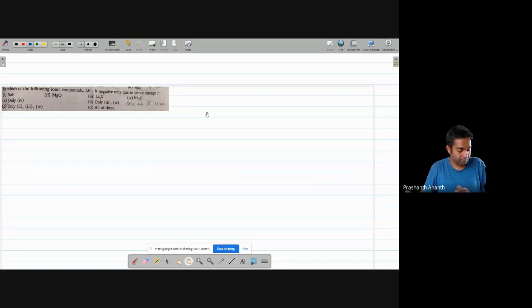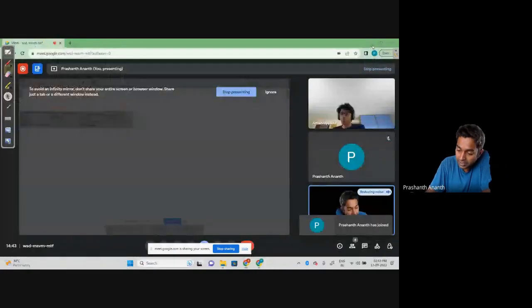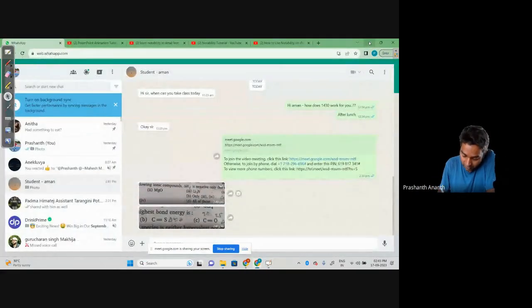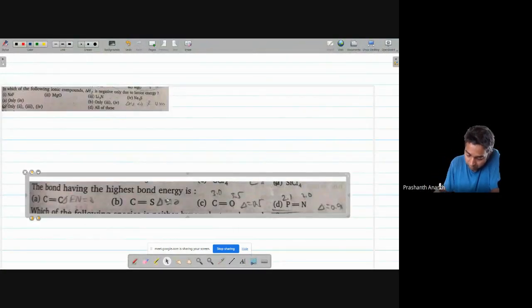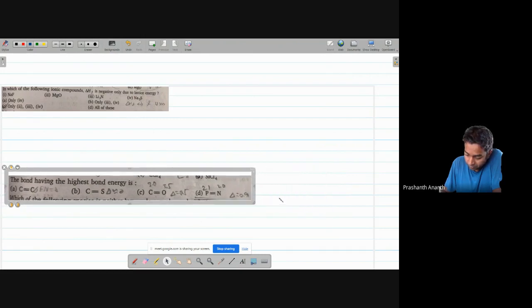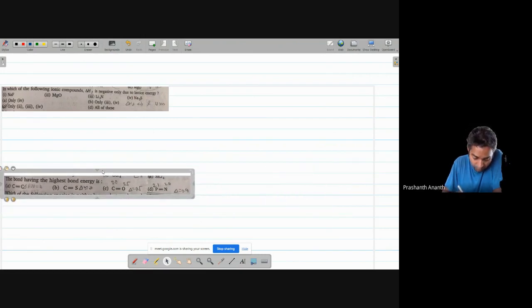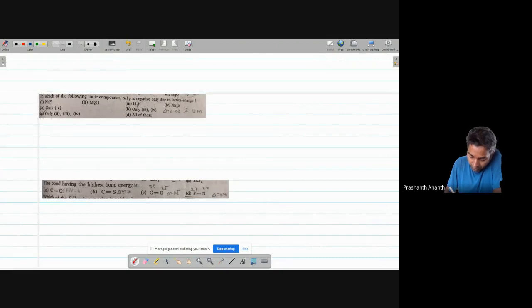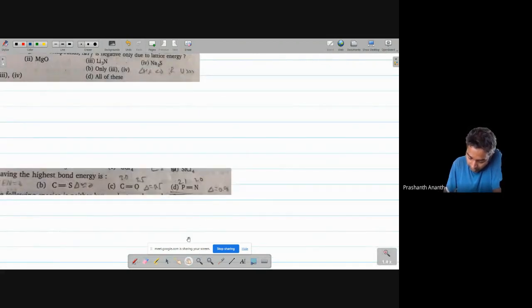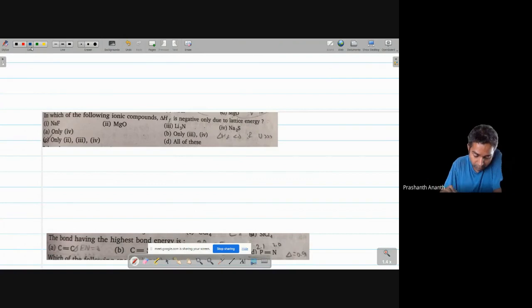Let's start off then. So the second question was also posted now. Let me have a look at that. Okay, so the first one here. In which of the following ionic compounds, enthalpy of formation is negative only due to lattice energy? Only due to lattice energy.